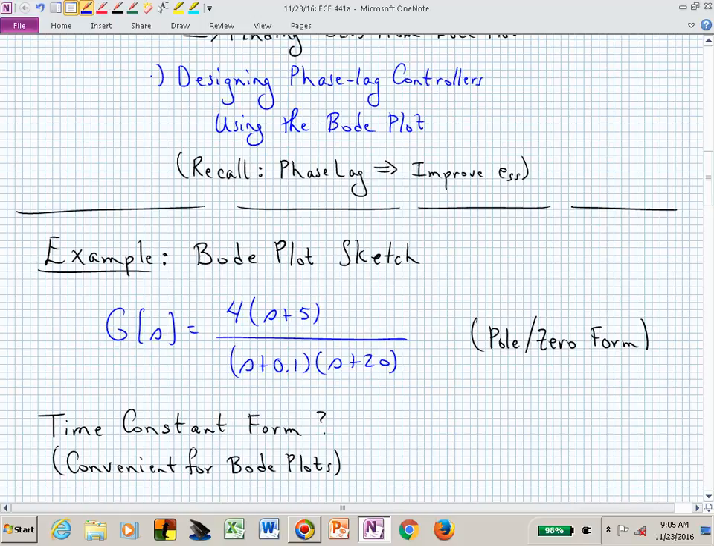This was your example for homework, and we wanted to sketch this particular transfer function. It's right now written in pole zero form, and can you now put it into time constant form? Or have you already done that?